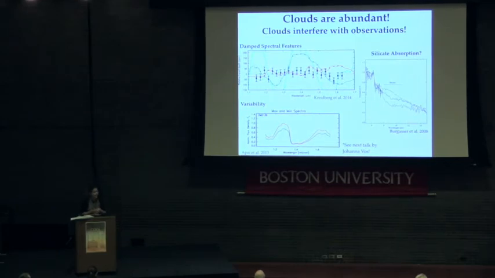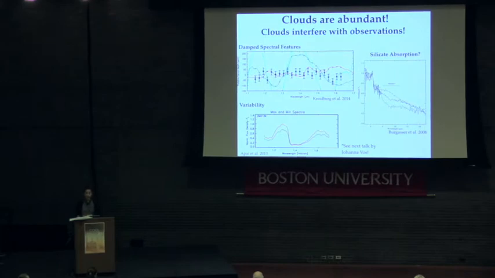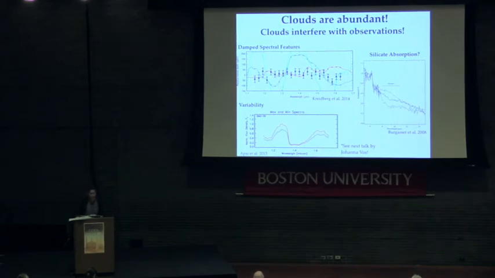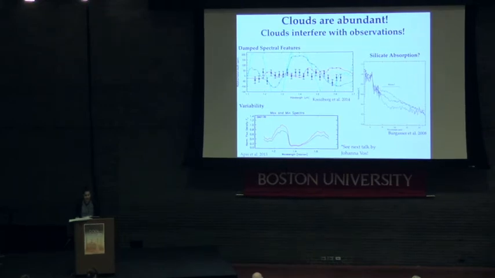Furthermore, clouds also likely contribute to observed spectral variability, either due to inhomogeneous cloud cover, climate cycles, or both. Here, shown in the bottom left, are the faintest and brightest spectra of a variable brown dwarf. And finally, we may have observed the presence of clouds directly in the atmospheres of several brown dwarfs via a broad silicate absorption feature in the mid-infrared, as shown in the spectrum on the right.